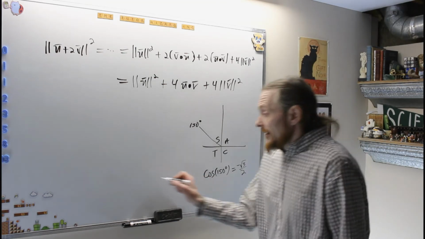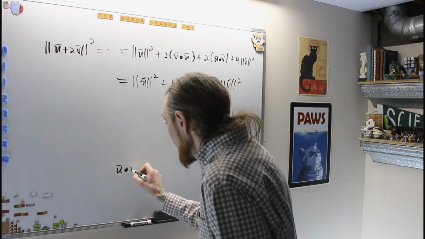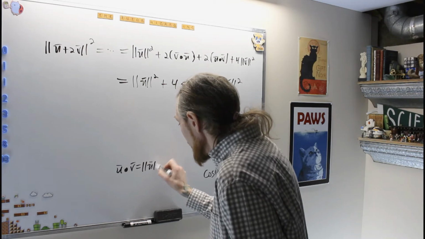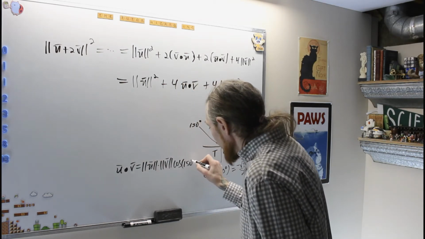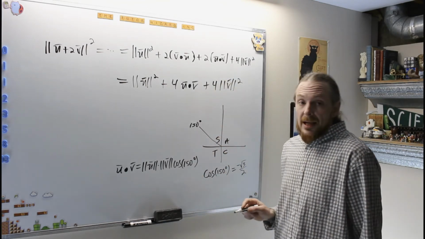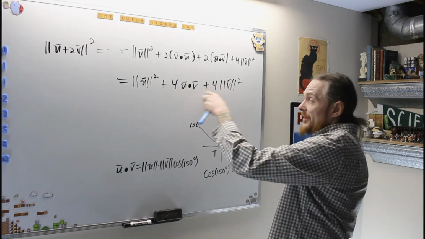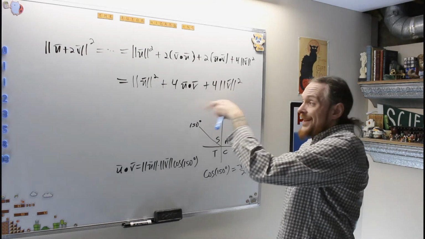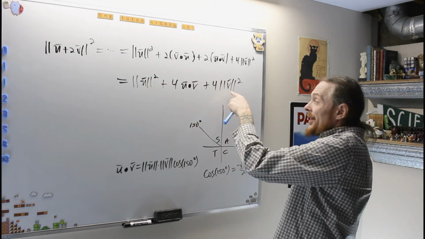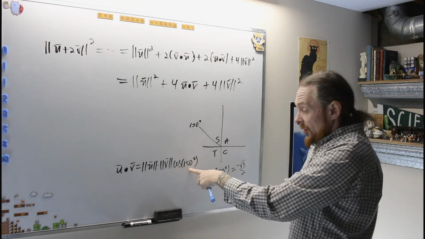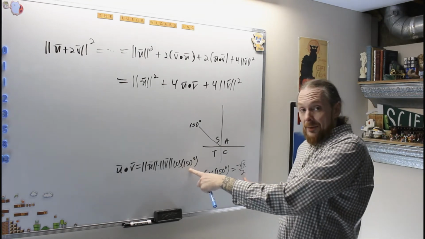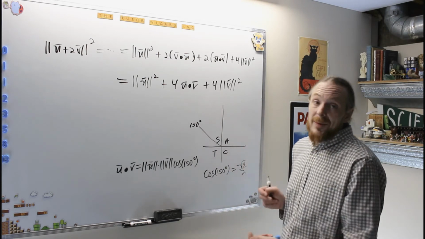Because u dot v is equal to the norm of u times the norm of v times cosine of 150 degrees. And now I can get rid of all of these with the original information that they gave me. They gave me the magnitude of u, the magnitude of v, and the angle between them, which I've now computed as negative root 3 over 2. So we can put all that information in there.